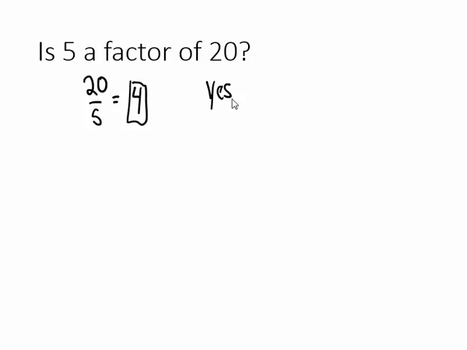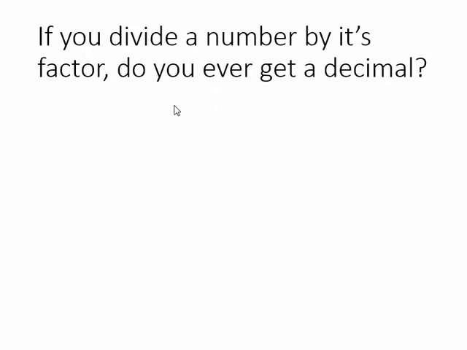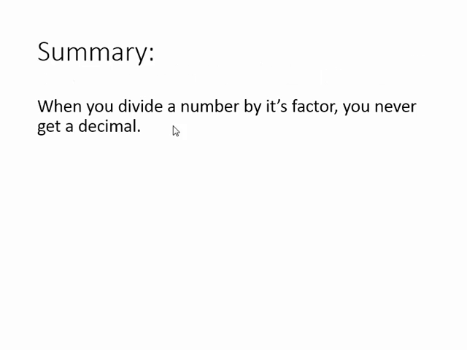Yes, because 20 divided by 5 is a whole number, not a decimal. So based on that, if you divide a number by its factor, do you ever get a decimal? The answer is no. You never get a decimal if you divide a number by its factor. So the summary is, when you divide a number by its factor, you never get a decimal. Notice I'm hitting that point over and over again because it's important.